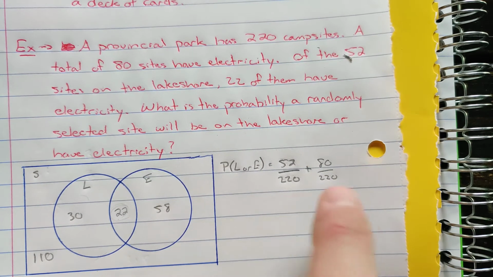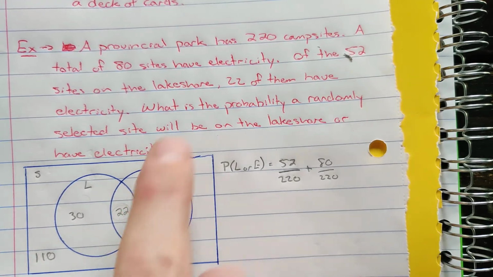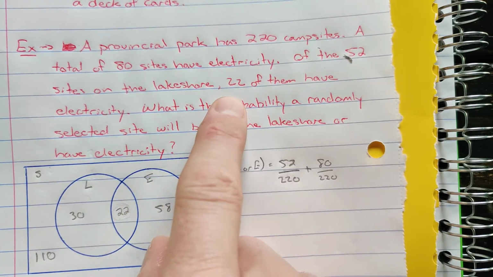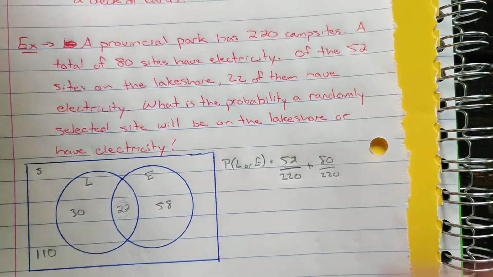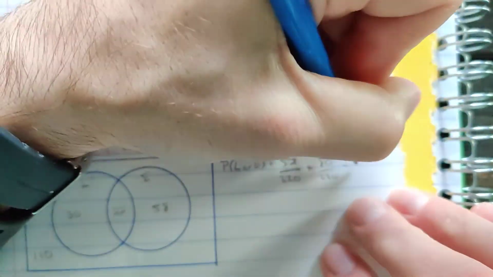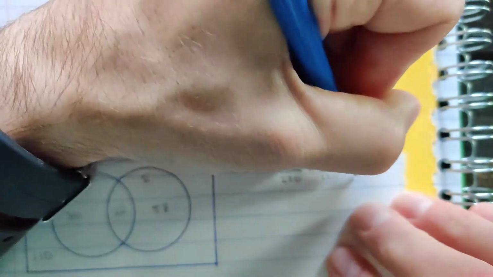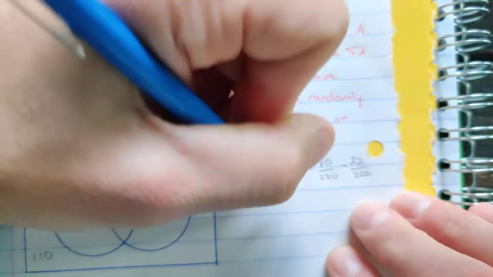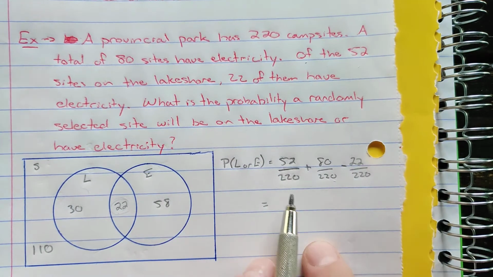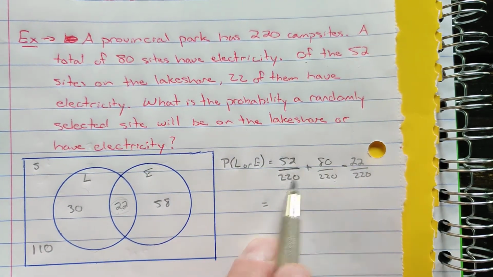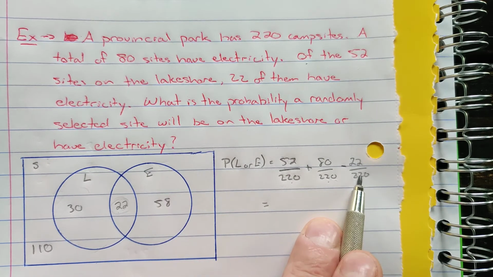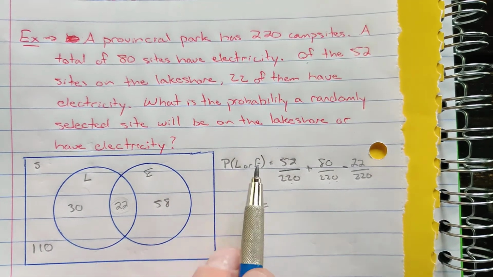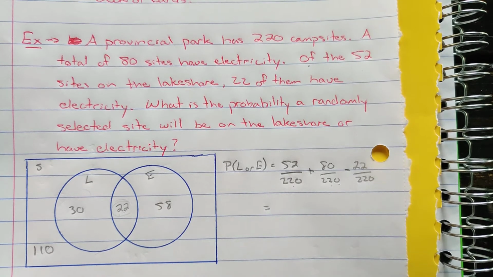Now, because there is that overlap, right? There's 22 sites that are on the lakeshore and have electricity. We're counting those twice, so we've got to get rid of that probability. So minus 22 out of 220. So the probability of being on the lakeshore plus the probability of having electricity minus the overlap will give us the probability of being on the lakeshore or having electricity.